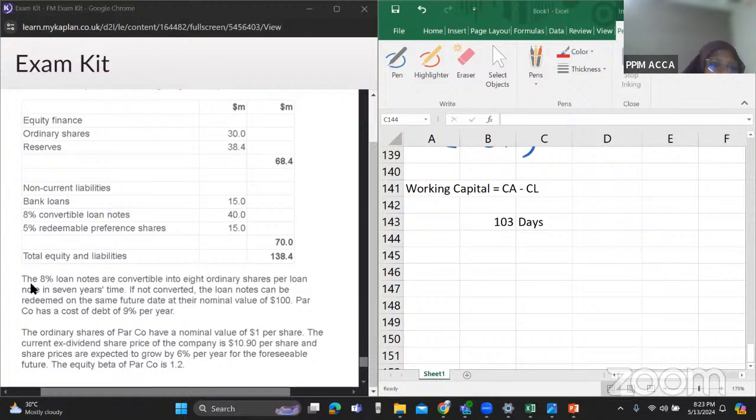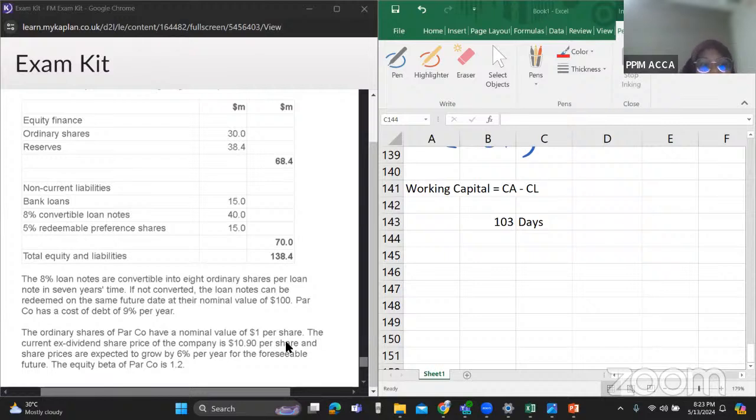The ordinary shares of Power Company have a nominal value of $1 per share. The current ex-dividend share price of the company is $10.9 per share. So what is an ex-dividend share price? Ex-div means excluding dividend. Usually in all our questions, we have to use an ex-div share price. In this case, it's given that way, so no problem.